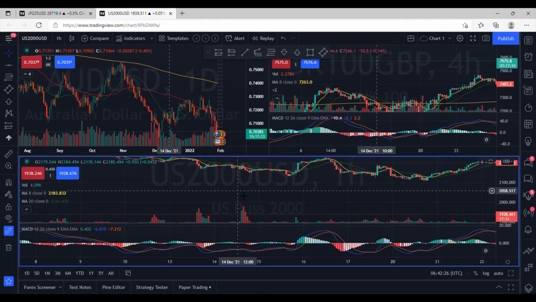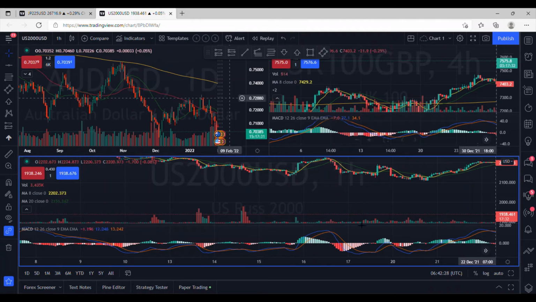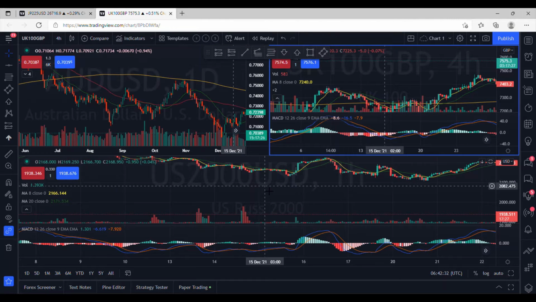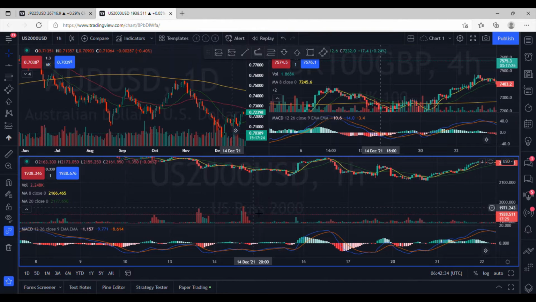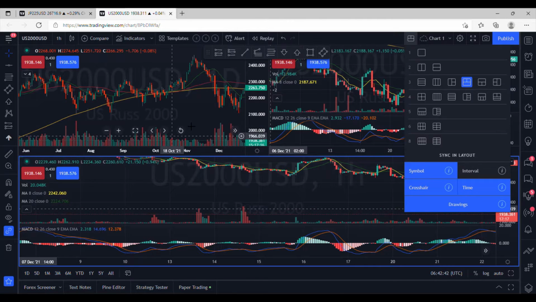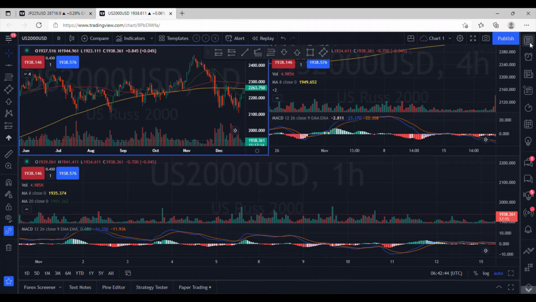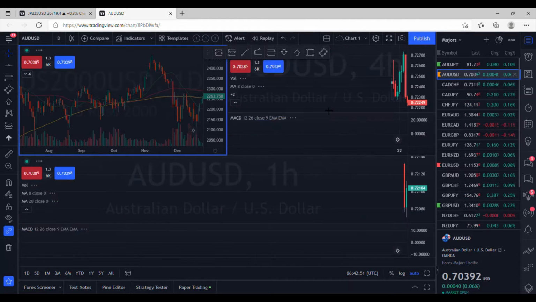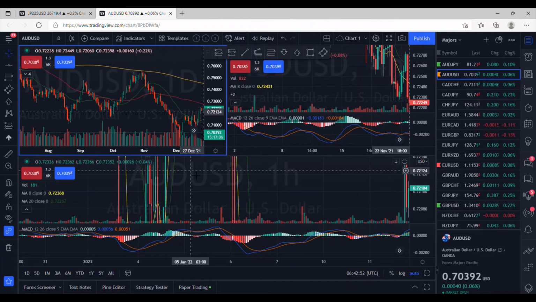So going back to my overall layout, I've got a daily chart, a 4-hour chart, and an hourly chart. They're all at the moment on different symbols. We want them all the same, so let's pick the Australian dollar against the US dollar.